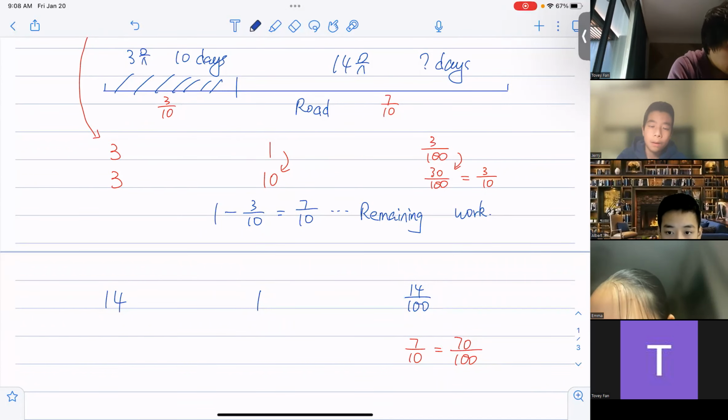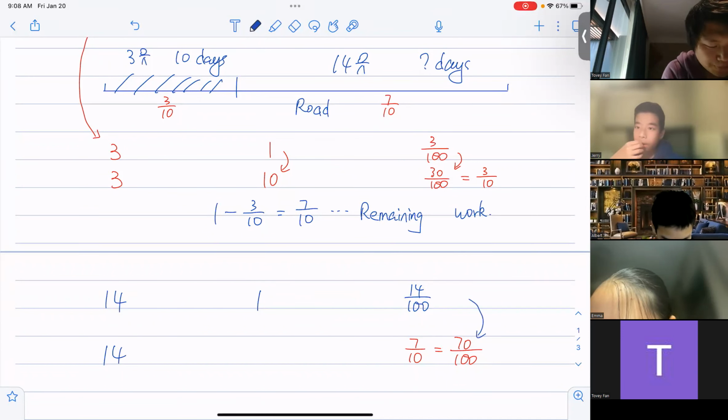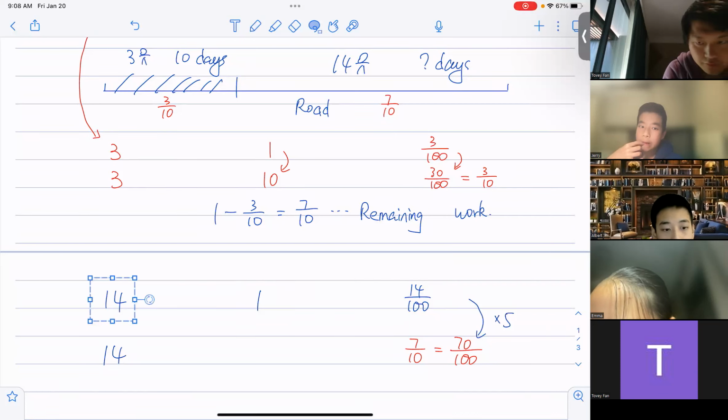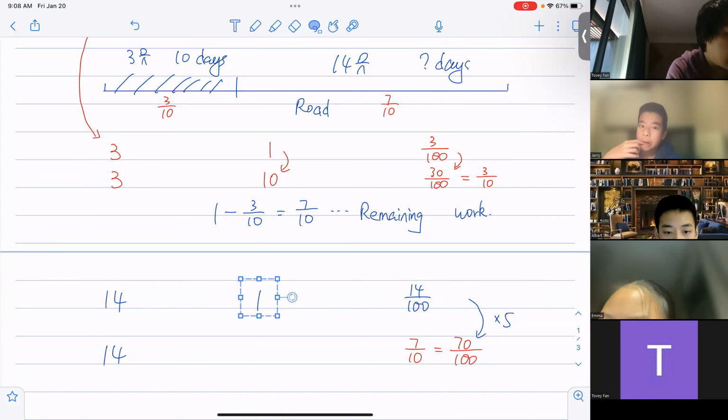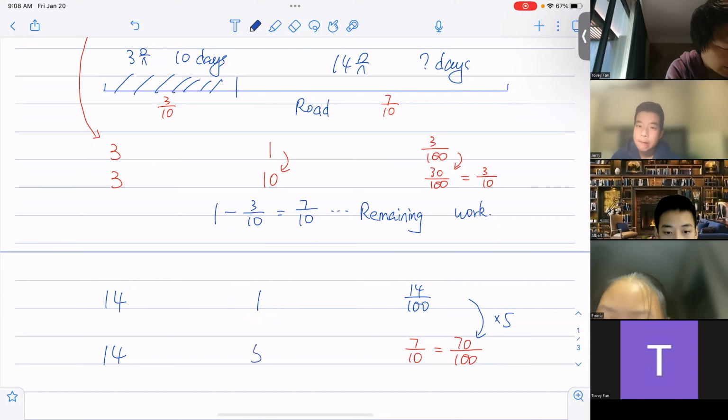So that means the number of people is always 14. The amount of work we need to finish will be 5 times what 14 people can do in one day, right? 5 times what 14 people can do in one day. That means 14 people need 5 days to finish that. Okay, that makes sense?